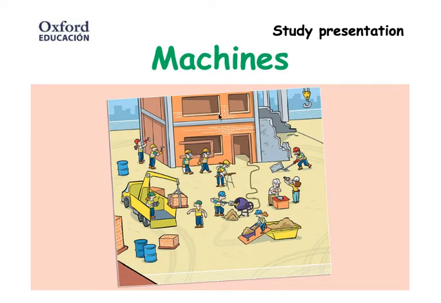So here we have some machines, hopefully you recognize them. We have a pulley, an inclined plane, and a lever. And there's some other machines as well, but those are the three important simple machines we'll talk about today.